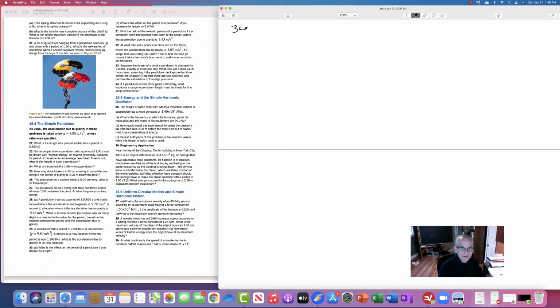So let's do number 35. And then I'll leave number 36 for you guys to think about and work on. And if you want to ask about it in class, we can do it. So a length of rope, which a mountain climber is suspended, it has a constant. They give you the constant in this case of 1.40 times 10 to the 4th newtons per meter. What is the frequency at which he bounces given his mass plus the mass of his equipment is 90 kilos?